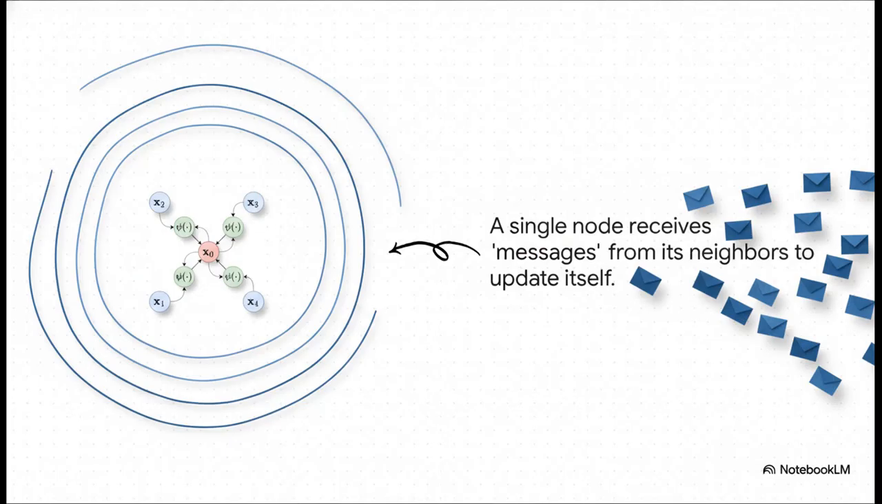This visual here really helps clarify that first step. See that red node in the middle? It's not learning in a vacuum. It's actively pulling in information, these messages, from all the blue nodes it's directly connected to. Its understanding of the whole graph is built from its local neighborhood, one step at a time.